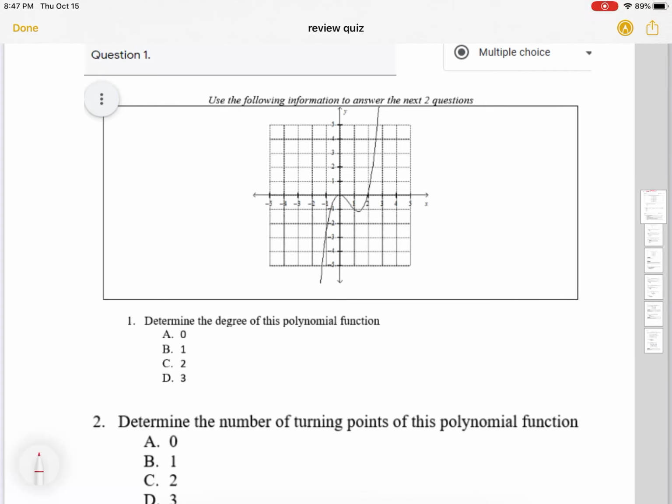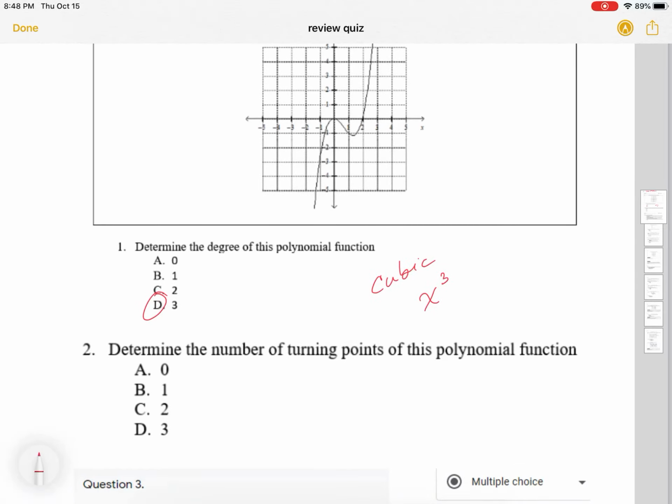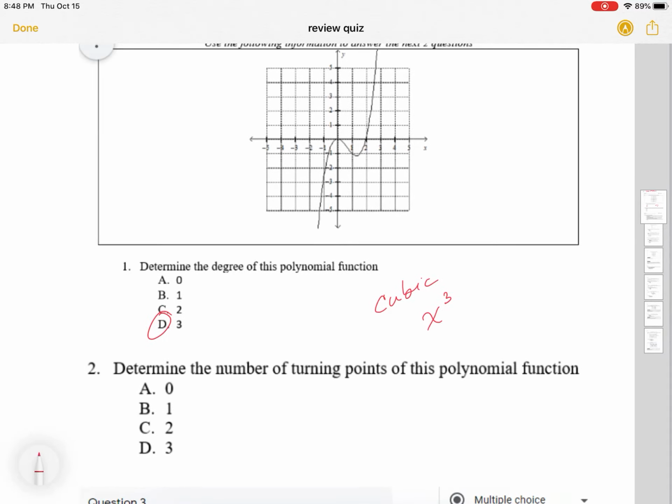So we have this function. We want to know the degree of this polynomial function. Well, it's clearly a cubic function, right? So the degree is 3, right? X cubed. It says determine the number of turning points of this polynomial function. Well, we have 1 there and 1 there, so it is C, 2. Okay.